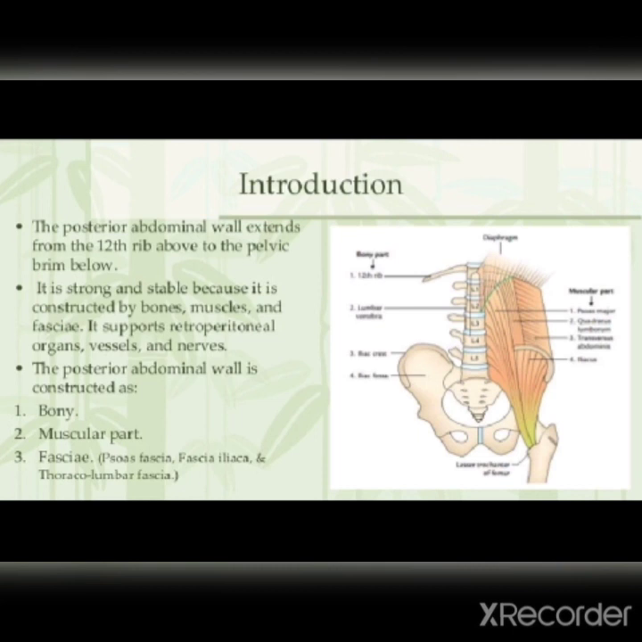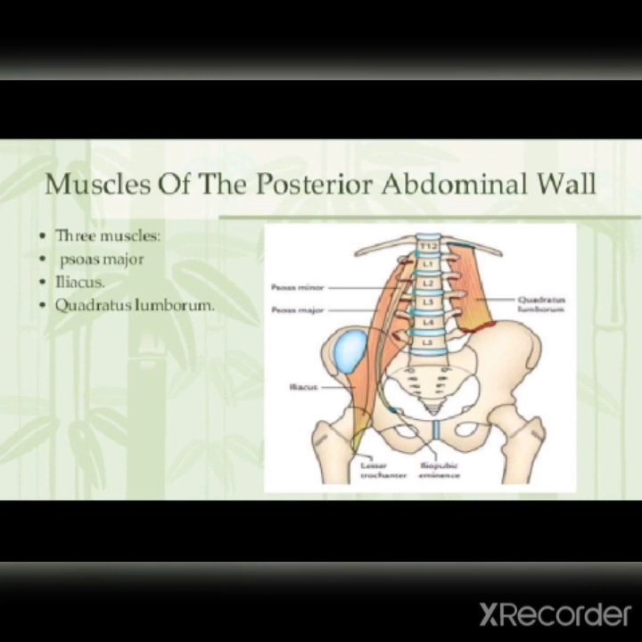Now, the posterior abdominal wall is constructed of a bony part, a muscular part, and fascia, that is psoas fascia, fascia iliaca, and the thoracolumbar fascia. These are the three fascias present in the posterior abdominal wall. The bony part is made of the lumbar vertebrae and the pelvic bones, the hip bones, and the muscular part is the muscles around these bones.